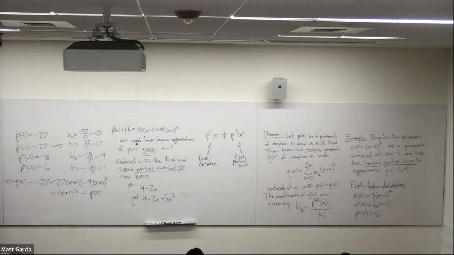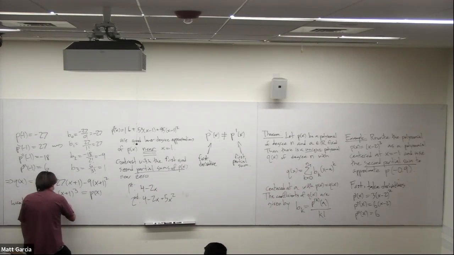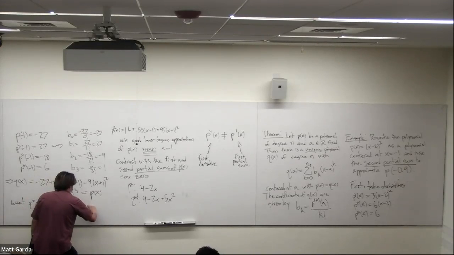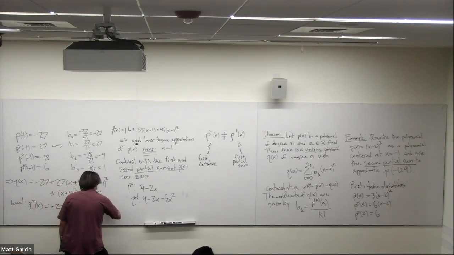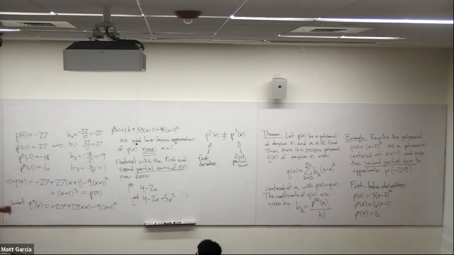Okay, so we want Q2 of x, which is equal to -27 plus 27 times x plus 1, minus 9 times x plus 1 squared. Now we are finally in a position to do what the problem asks us to do. We'll now plug in -0.9 into this expression, Q2.